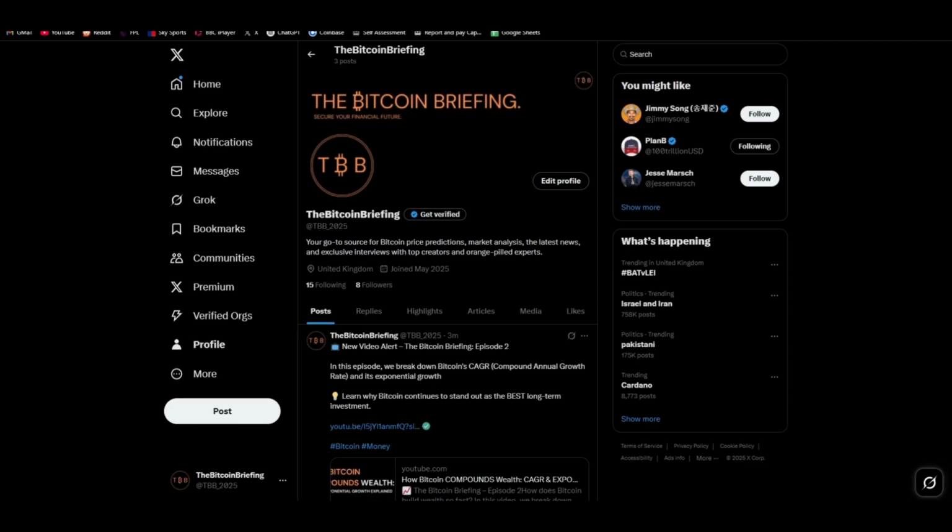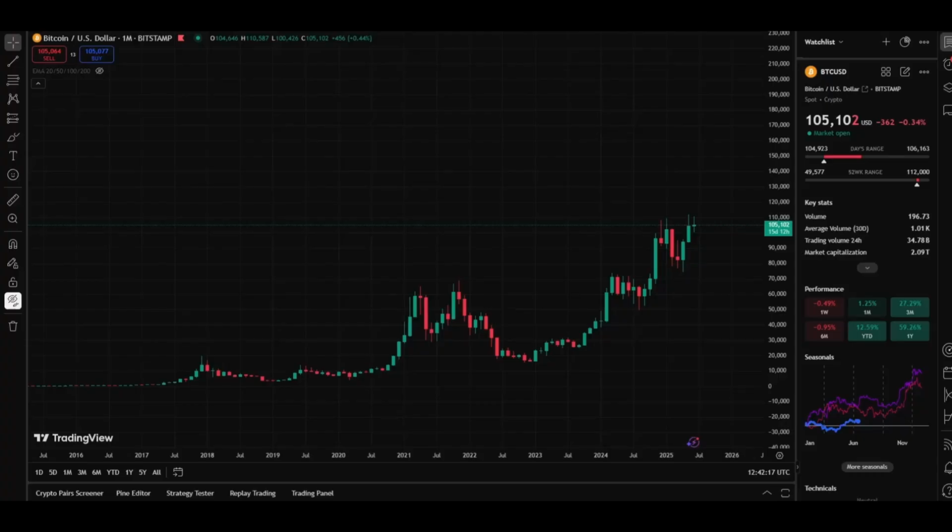Let's get into it. Dollar cost averaging, or DCA, is a strategy where you invest a fixed amount of money into an asset on a regular schedule, regardless of the price. Instead of trying to time the market, you're building a position over time. And this approach helps smooth out volatility. When Bitcoin's price drops, your $10 buys more. When it rises, your $10 buys less. Over time, this averages out your entry price and reduces the risk of going all in at the wrong time.